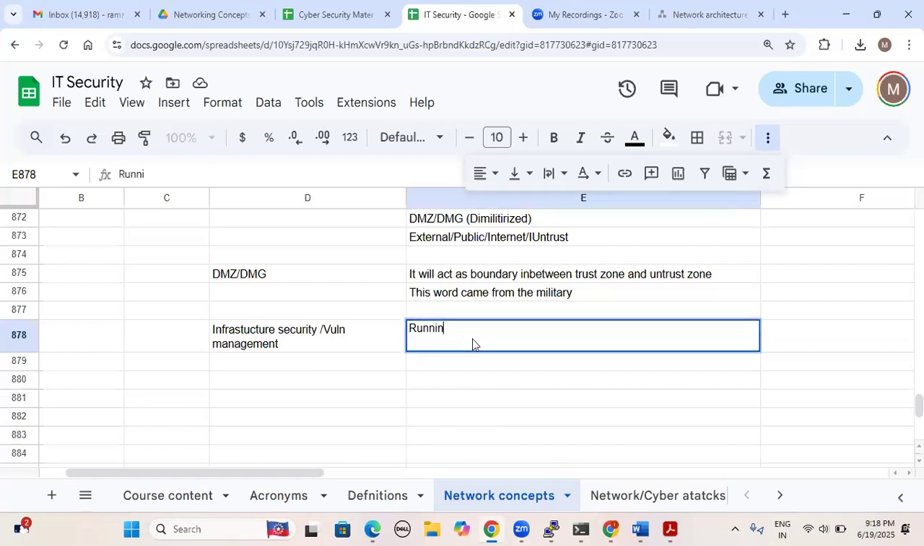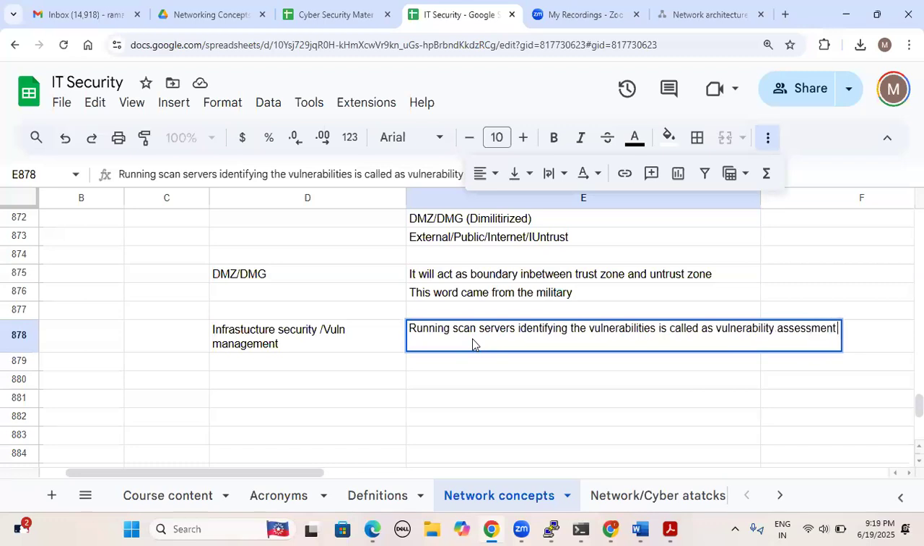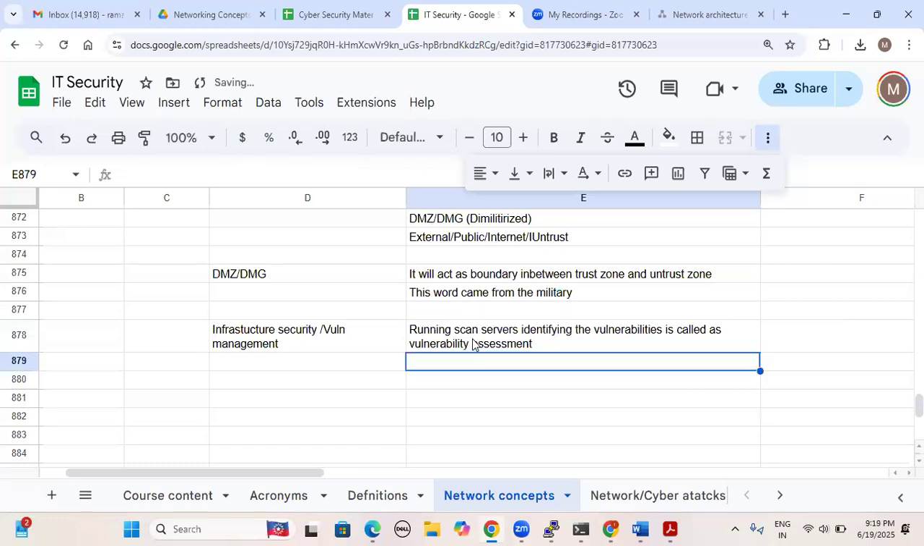Running this scan against servers and identifying the vulnerabilities is called vulnerability assessment. When you say vulnerability, it means a loophole or problems or issues or bugs. These service teams use configuration-oriented issues, or end of life or end of support softwares, or libraries, or packages.